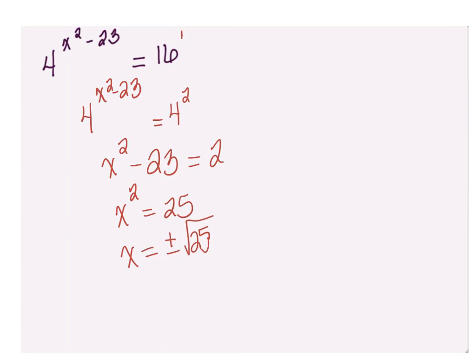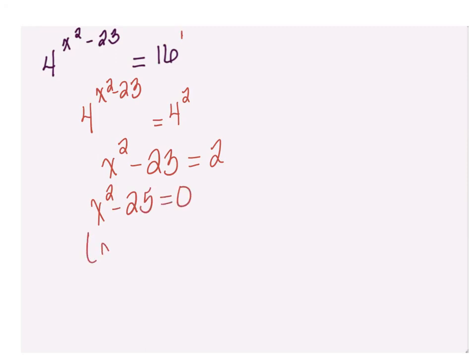You've got to have that plus or minus there because the answer here is x equals plus or minus 5. So be very careful if you do that, because students forget that plus or minus when we take the square root of both sides. The way that I'm going to do it is I am going to move that 2 over. So I'm going to have x squared minus 25 equals 0. And I'm going to do the difference of perfect squares.